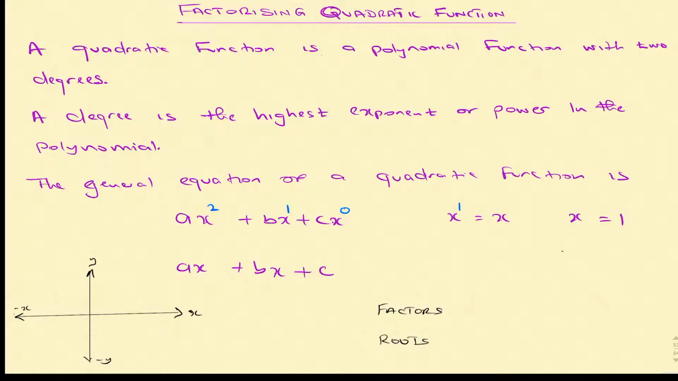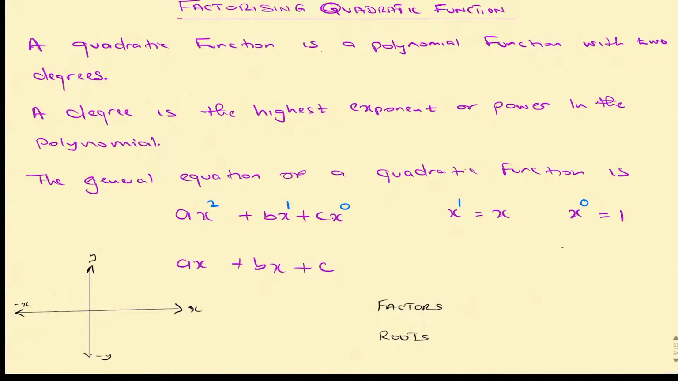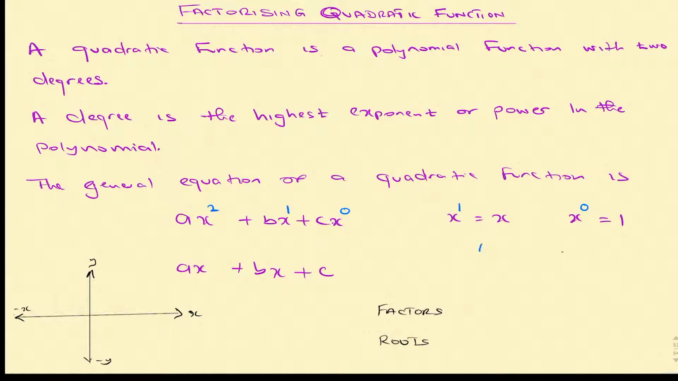X exponent 1 is equal to x and x exponent 0 equals 1. Anything to power of 0 is 1. Therefore, to write this general equation properly, it will be ax squared plus bx plus c.